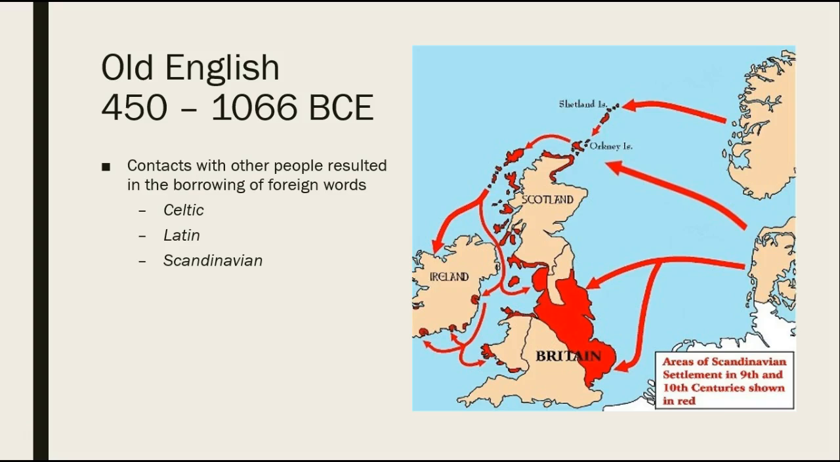We also see the influence of another language from the Germanic family tree, Scandinavian, because England had to deal with the Viking invasions from the 8th through 11th century. And here on this map, you see the Viking invasions being illustrated. The Vikings probably spoke Old Norse, which was another Germanic language, and there was probably a considerable degree of mutual intelligibility between Old English and Old Norse.